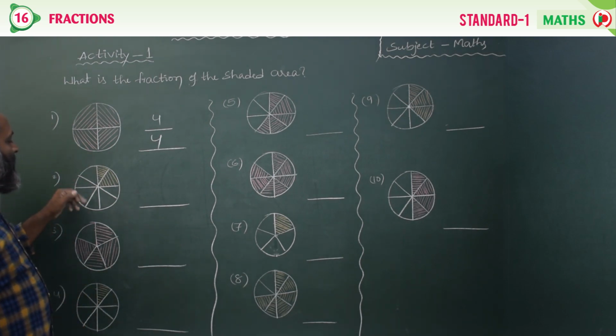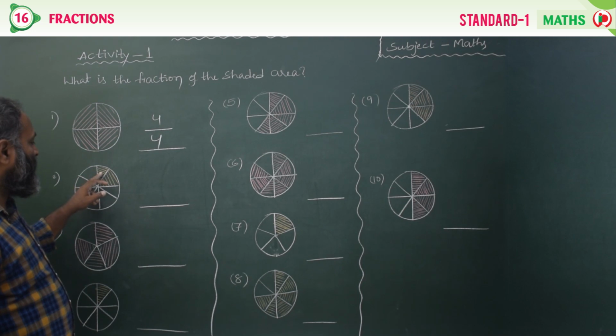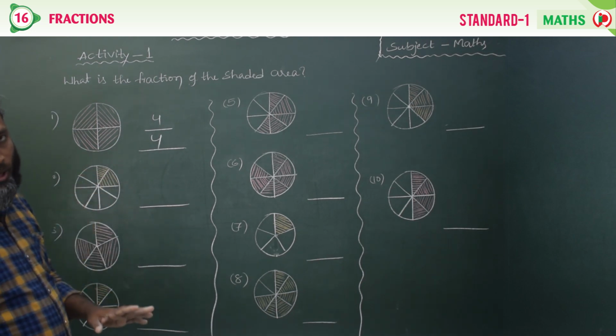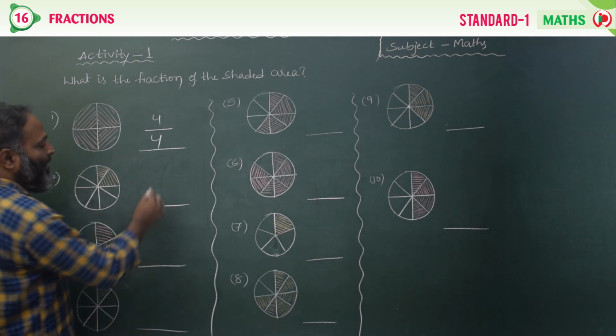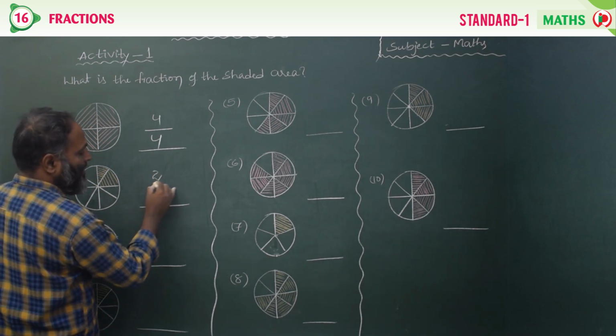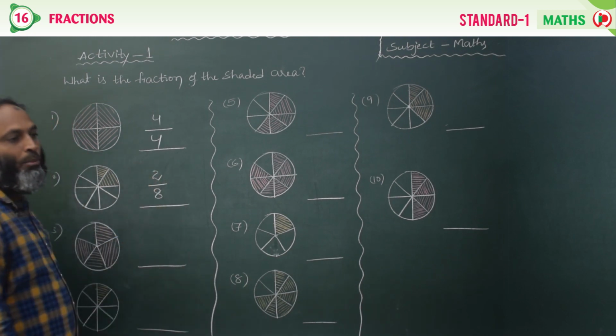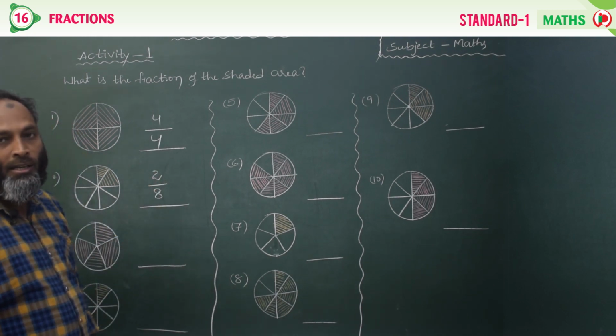Now here, in total how many parts are there? 1, 2, 3, 4, 5, 6, 7, 8. Out of 8 parts, 2 parts are shaded. First we should write shaded parts, 2, by total parts, 8. So it is 2 by 8.